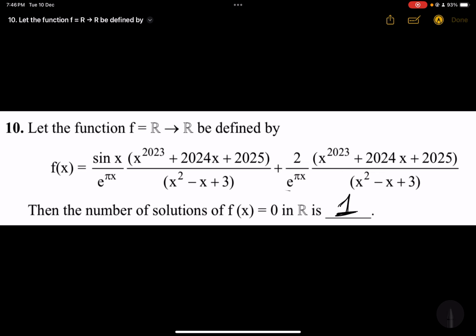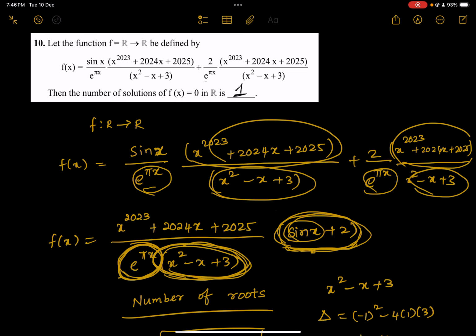So the lesson you have to learn from this question is that you should not get scared after seeing these big functions or big integrals. Sometimes they can be very easy. All you have to do is to observe them carefully and then come to the conclusions.